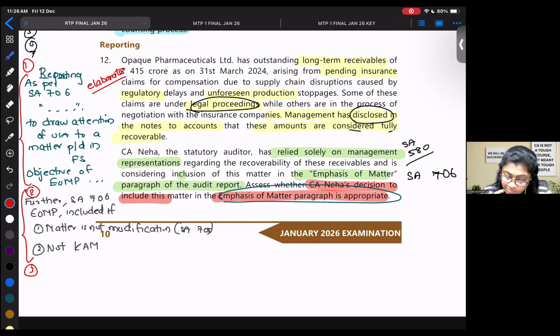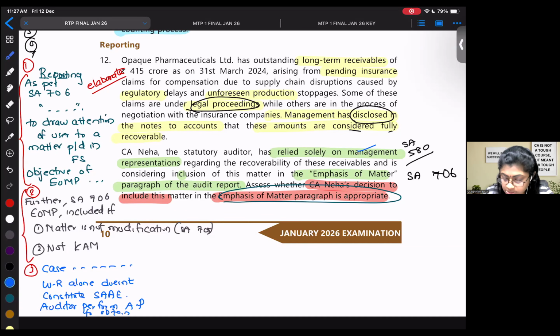Now, the third paragraph, in the given case. You're right. In the given case, CA Neha relied on the management representation. Shouldn't you write one or two sentences about management representation? What will you write? As per SA 580, written representation alone does not constitute sufficient and appropriate evidence. The auditor should perform audit procedures to obtain evidence. You may give reference to SA 580. That's the third paragraph.